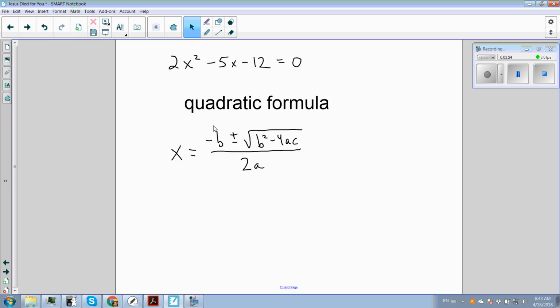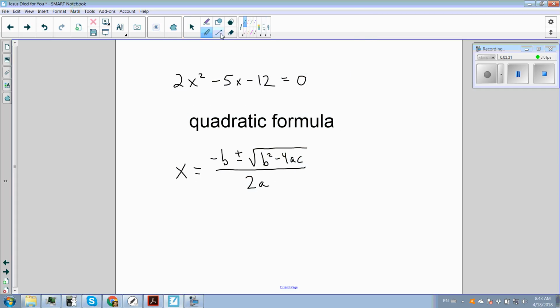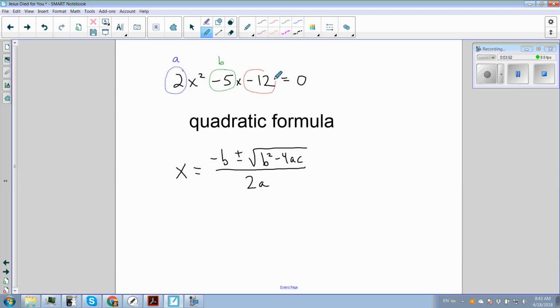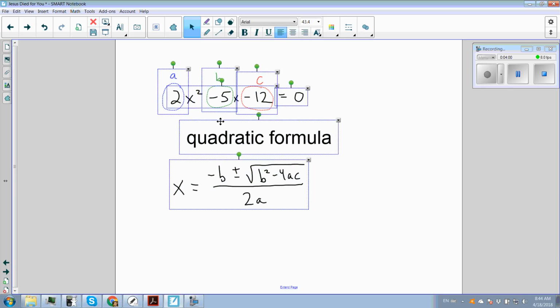All right, so now you might be thinking, what are these A's and B's and C's? Well, in this quadratic equation up here, 2 is my A, and -5 is my B, and -12 is my C. Because, see, this quadratic equation is in standard form.